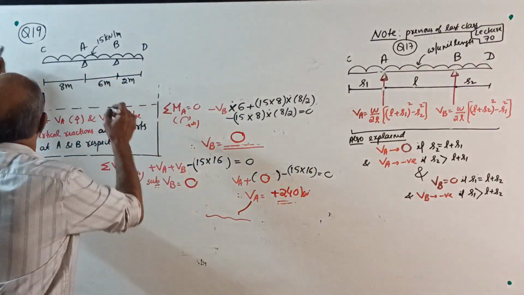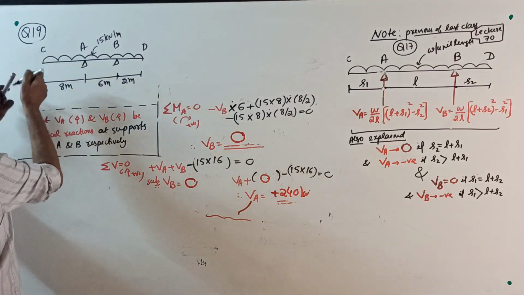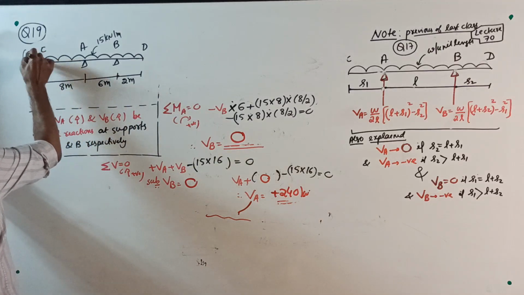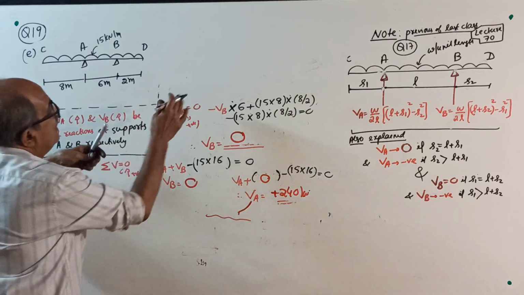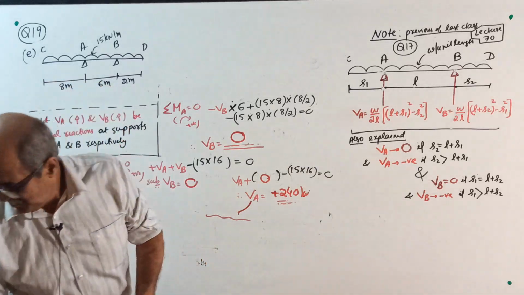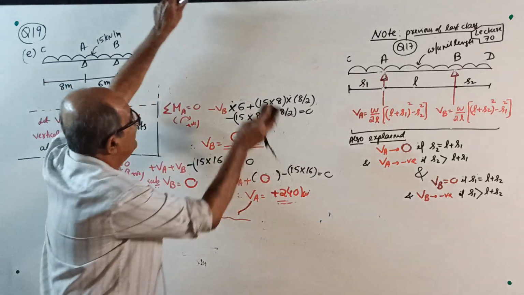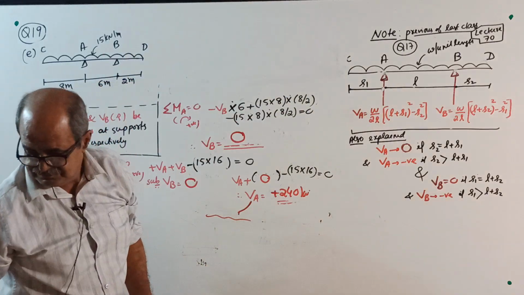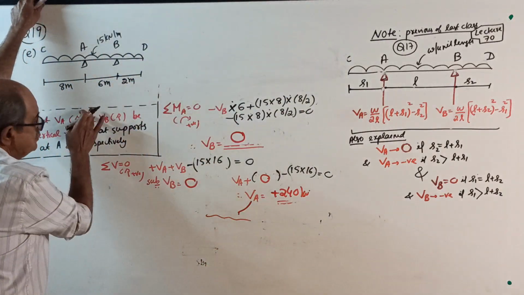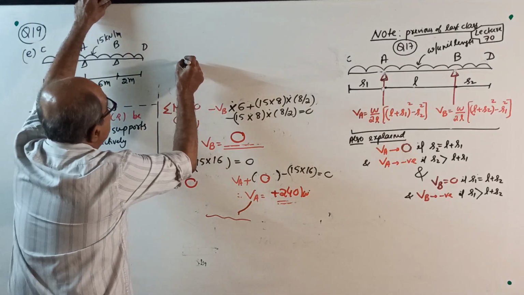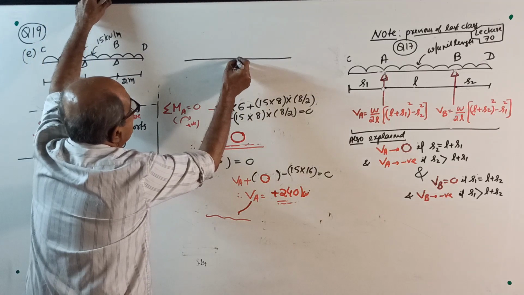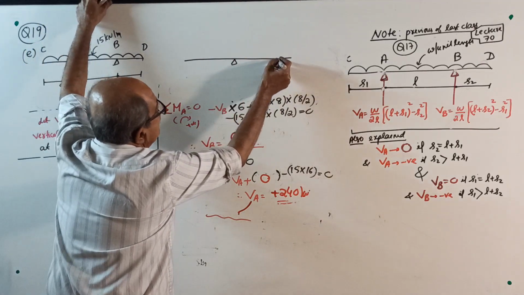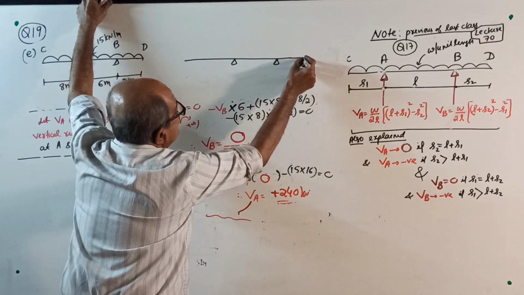Question number 19E. For this beam, find the reactions. Okay. I won't explain much here. Oh, I forgot to write the sketch only here. Okay, I removed everything. I forgot it. Okay, I'll write it. So first, as usual, assume reactions. Put a neat sketch of the beam. 8, 6, 2. See. 8 meter, 6 meter, 2 meter.